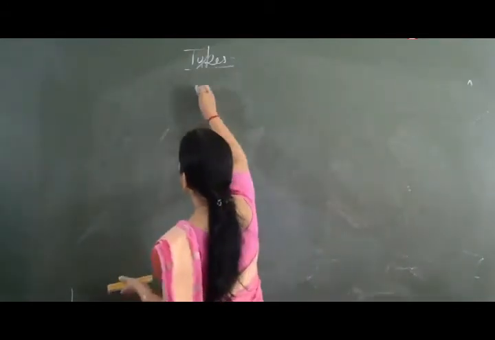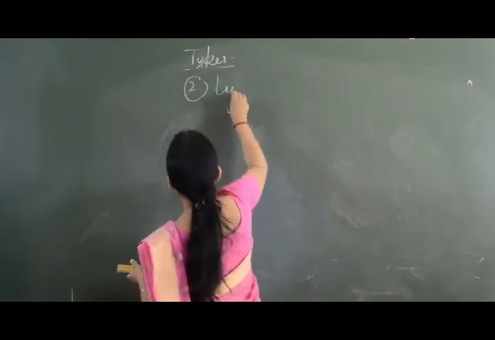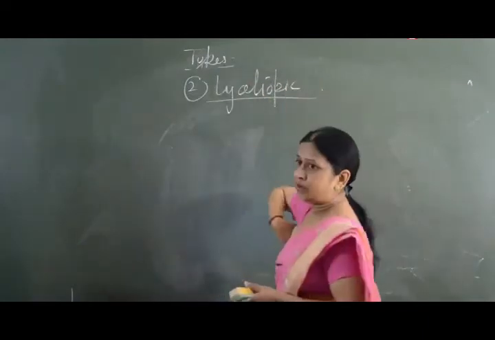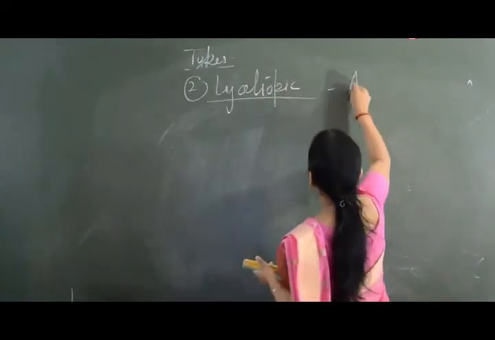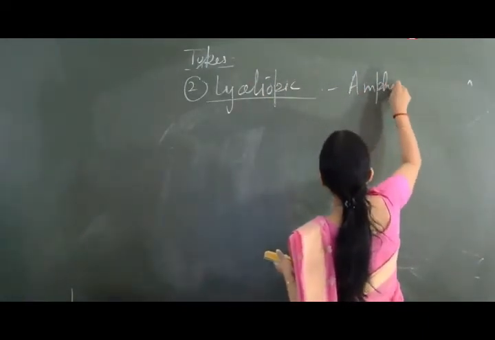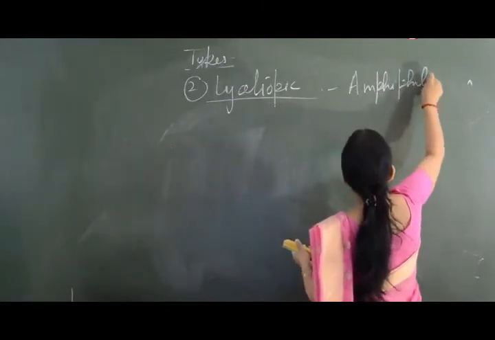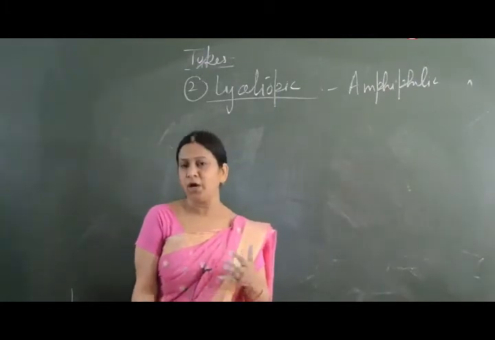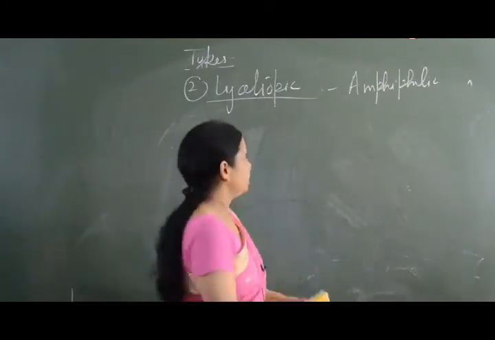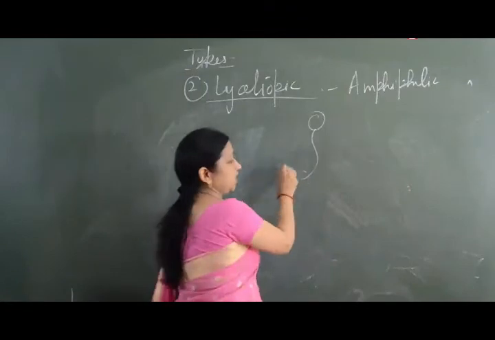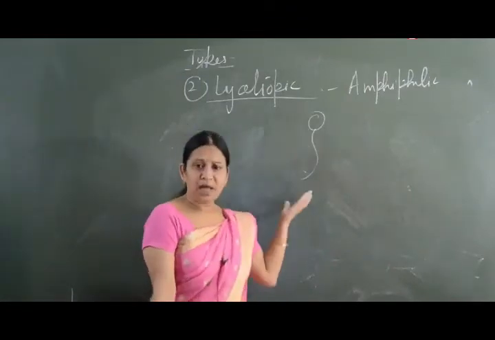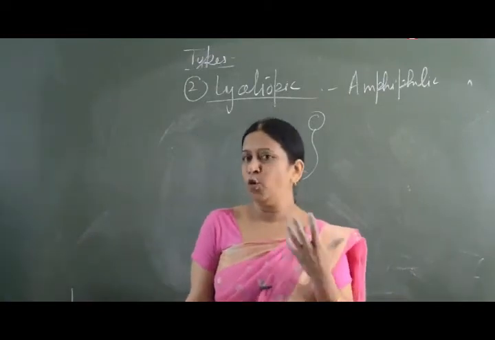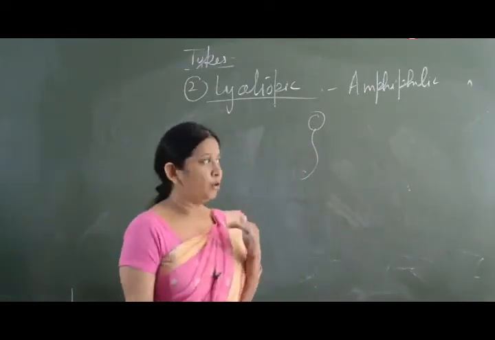Now we come to the second type of liquid crystal, which is lyotropic. Lyotropic liquid crystal is amphiphilic in nature. Amphiphilic means it has a polar part and a non-polar part within the molecule. For example, if this is the structure, the head is polar and the tail is non-polar. So within the molecule, it has a lyophobic part and a lyophilic part.